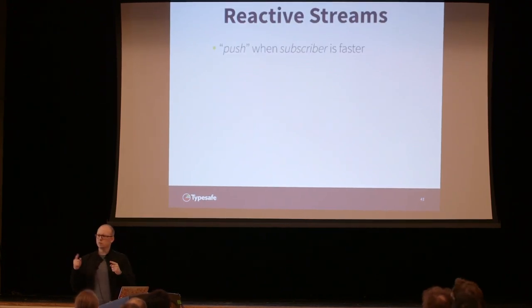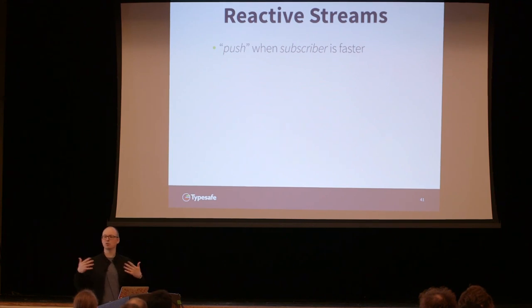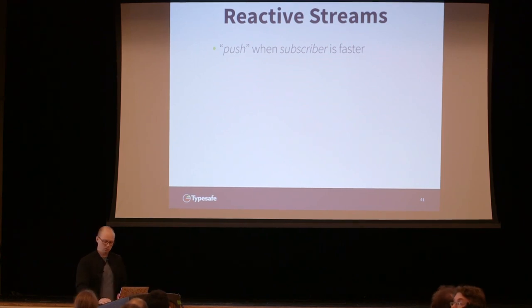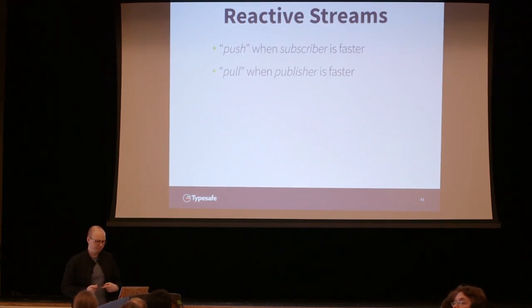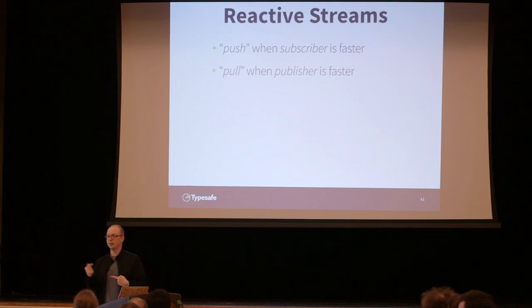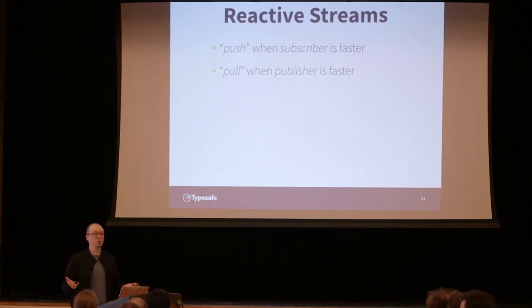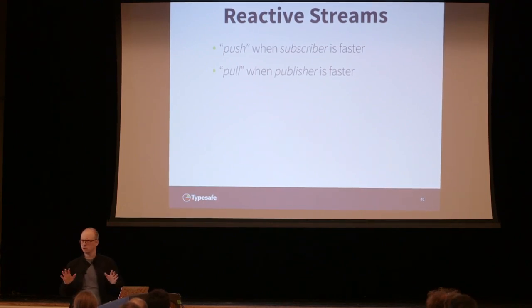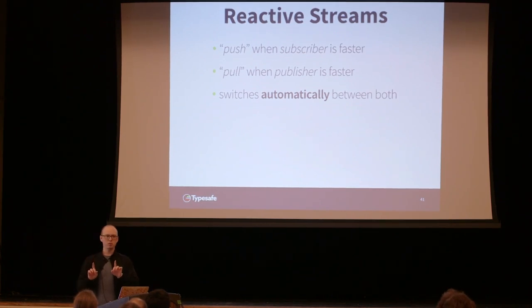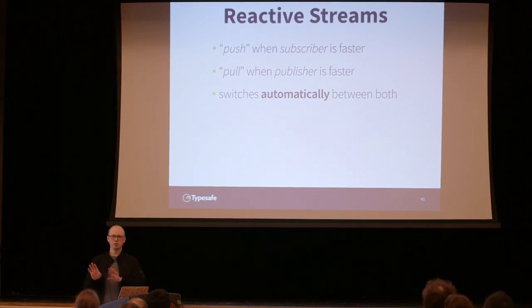That means that whenever the subscriber is faster or can receive more things than the publisher can send, it becomes virtually a push model, because the publisher can always push. But if the publisher is faster, it means that the subscriber will only send the demand that it can deal with. So it effectively becomes a pull model. Does that make sense? What's super interesting is that since this happens at runtime, if there's a change in rates between the publisher and subscriber, they will automatically switch between these modes or behaviors. It's an adaptive thing.